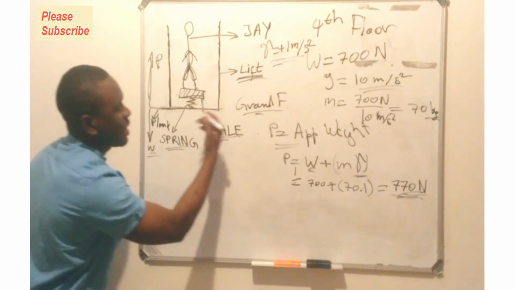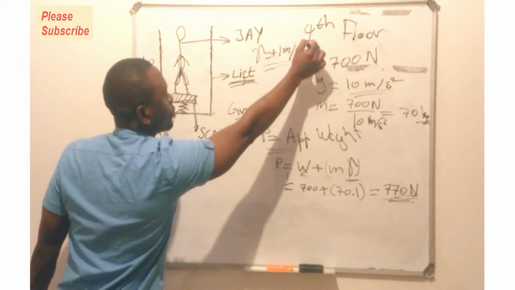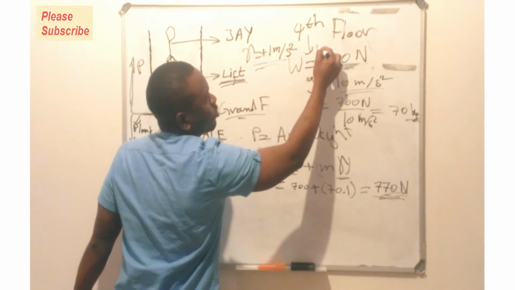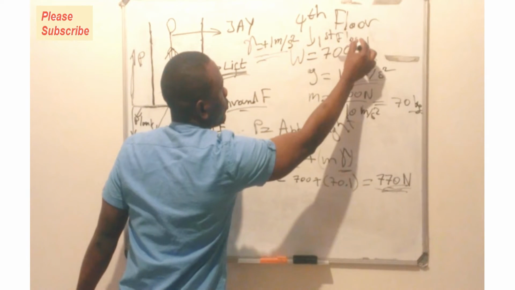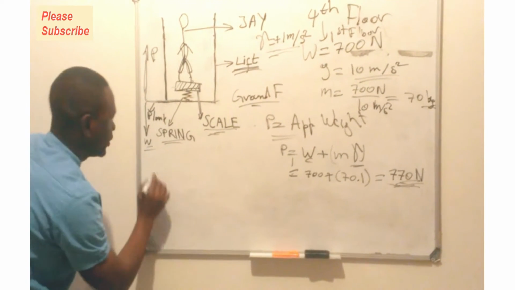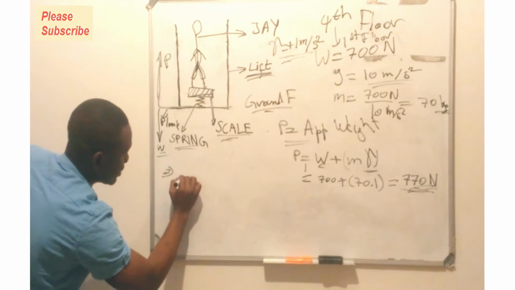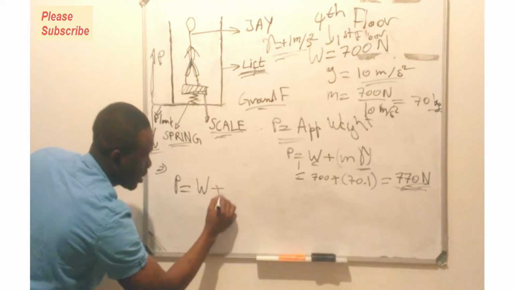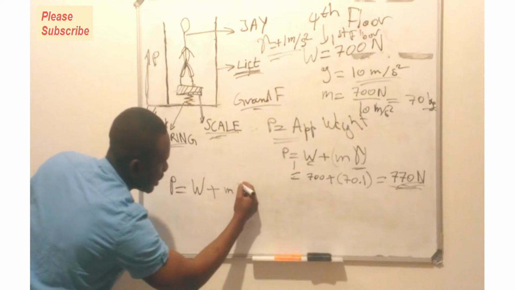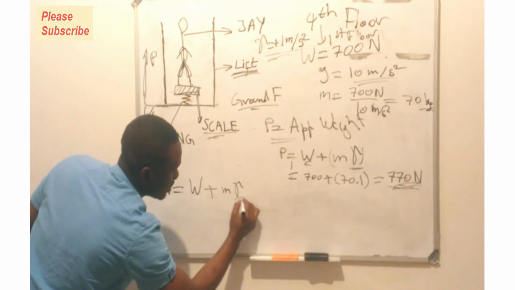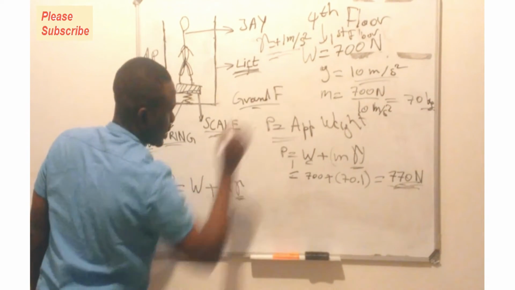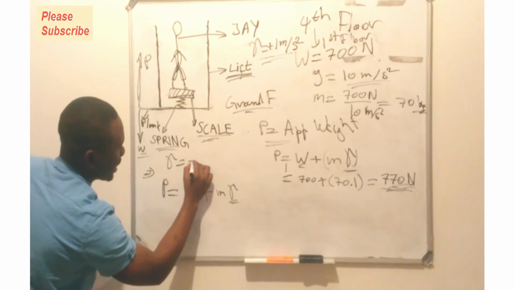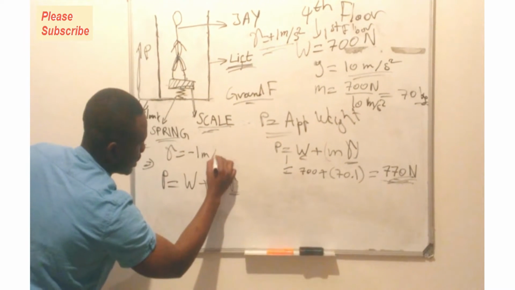So let's consider now this time Jay coming down from the fourth floor to the first floor. Now this is what's happening. The same P is equal to the same thing: weight of Jay plus mass of Jay times a, which is the acceleration. So this time, since the lift is going down, a is considered to be negative, or minus 1 meter per second squared.